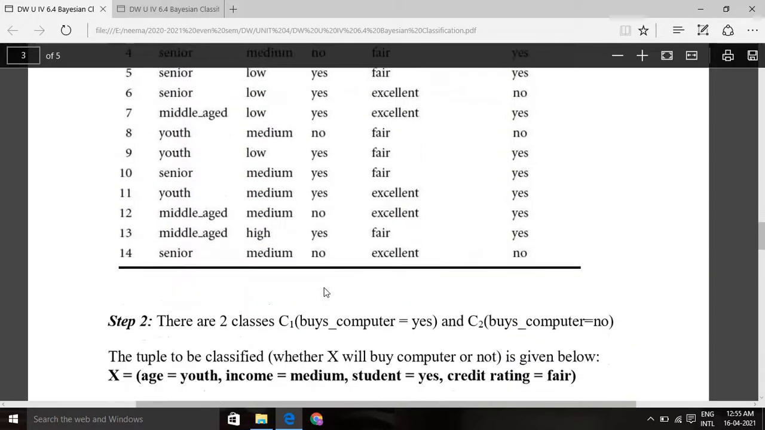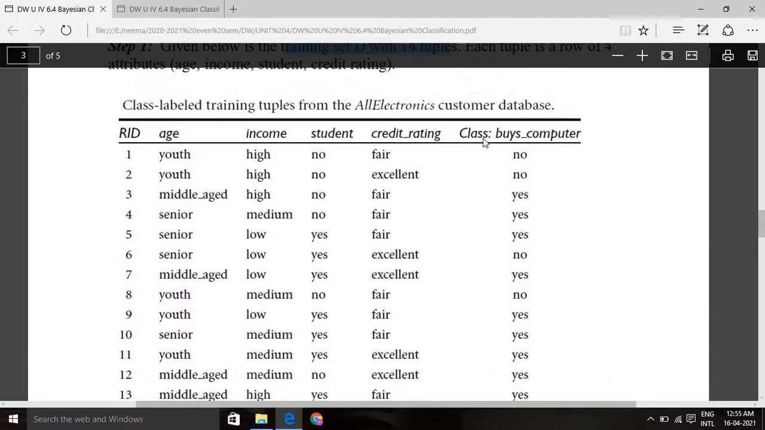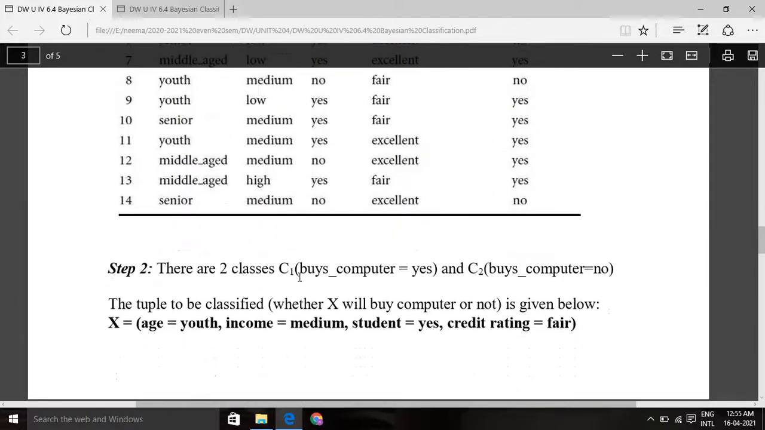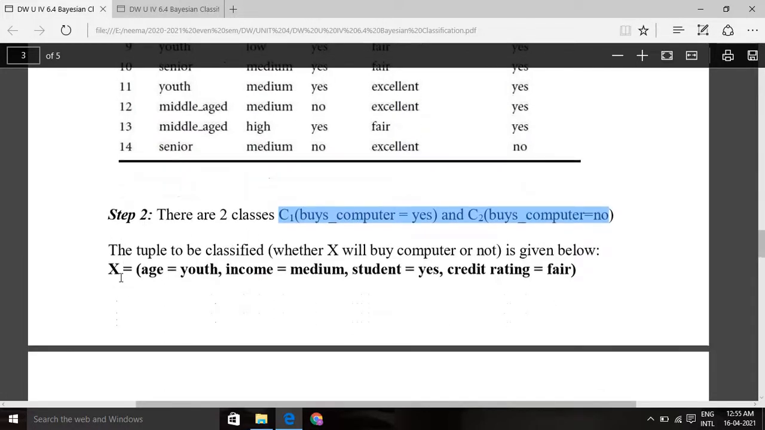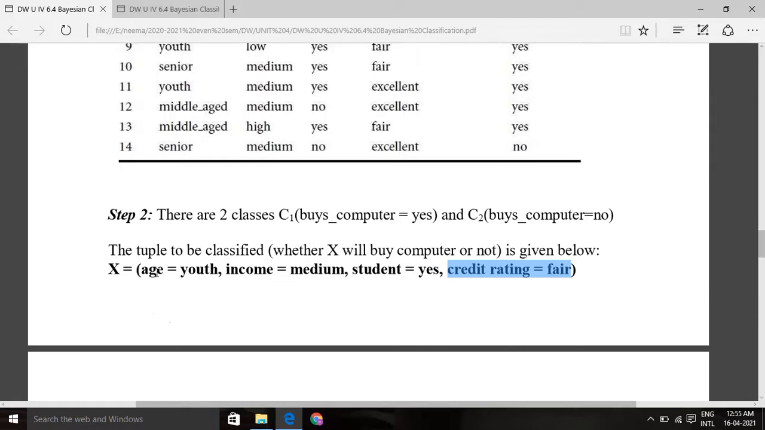With this data, the first thing is to find out how many classes there are. Here we have 2 classes, yes and no, so C1 and C2. The problem given is X equal to age equal to youth, income equal to medium, student equal to yes, and credit rating equal to fair. We have to apply this algorithm and find out whether this belongs to class 1 or class 2, that is whether the customer will buy a computer or won't buy a computer.